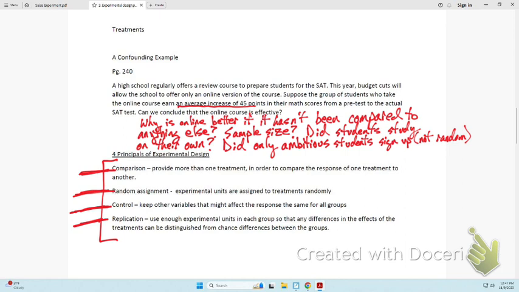So lastly, can we conclude? No. And I would say because of all those reasons there. Cannot conclude effective. Too many confounding variables that I mentioned right above there.